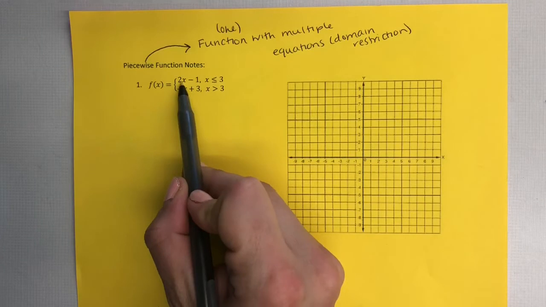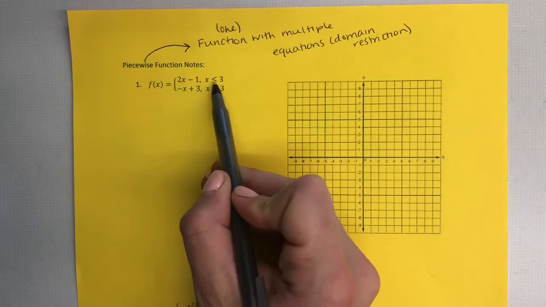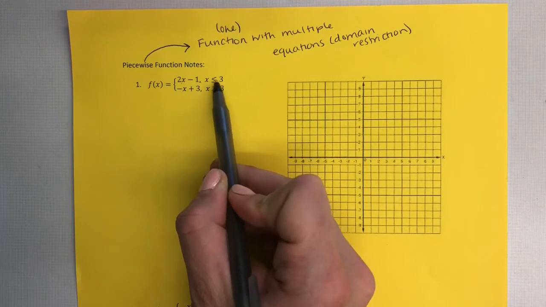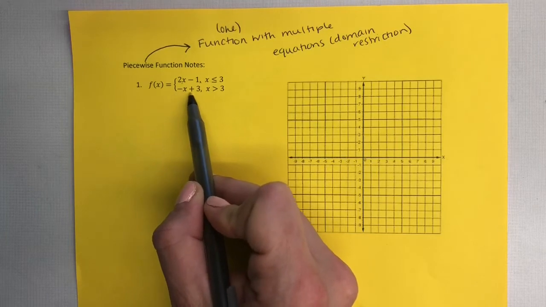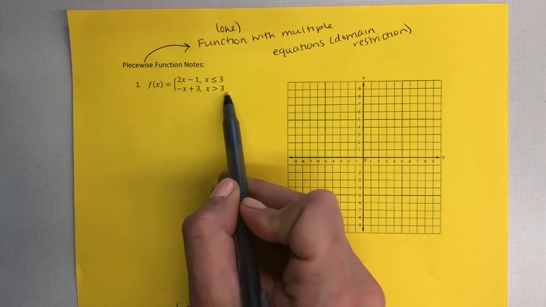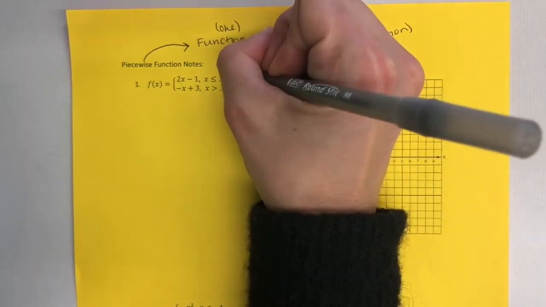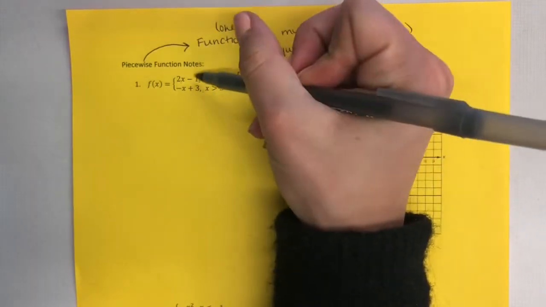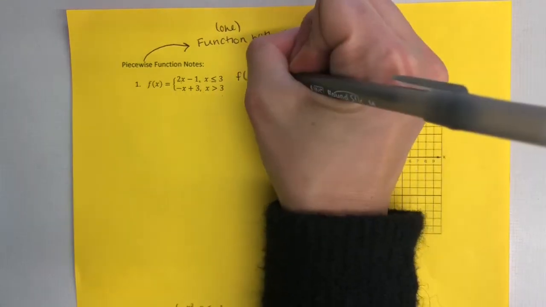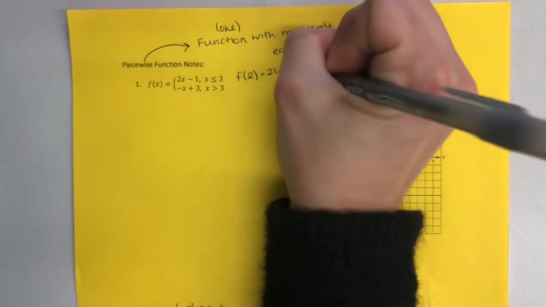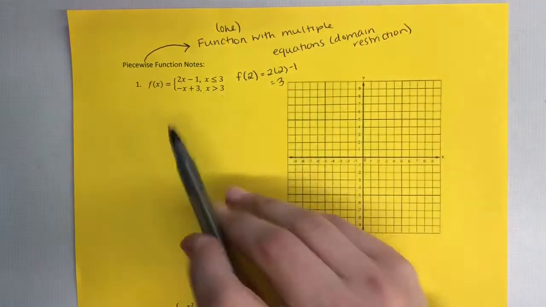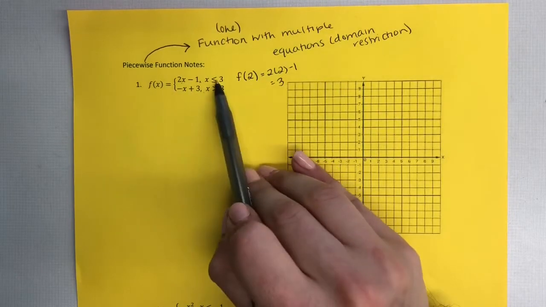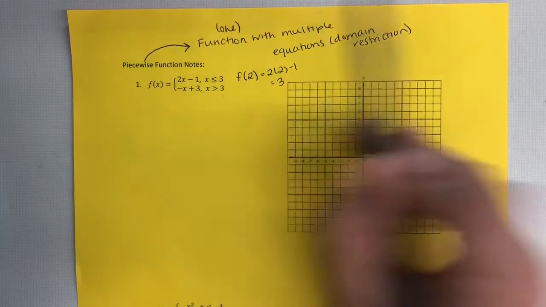For example, here I use 2x minus 1 when x is less than or equal to 3, and negative x plus 3 when x is greater than 3. So for example, if I wanted to find f of 2, I would use the first equation, 2 times 2 minus 1, and get 3 because 2 is less than 3. So that's the equation I use, okay?